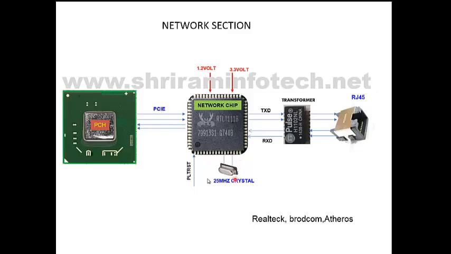Then you have to check this crystal. It should oscillate. You have to use the oscilloscope and check this frequency, that is 25 MHz. If this frequency is not coming, then you replace the crystal and recheck. Now if the frequency is there but still the network is not working, then at last you have to replace this network chip. Same to same number you have to change that. Then the problem will be solved. So in this way we can solve network related issues.